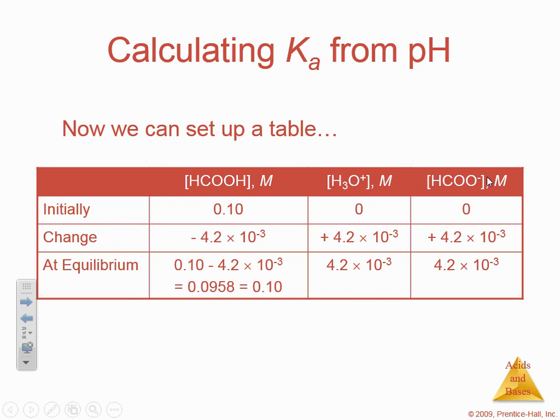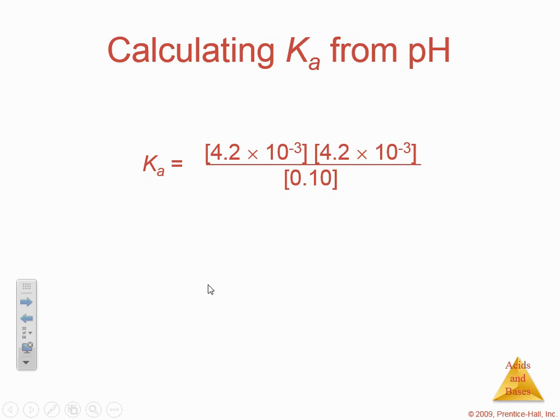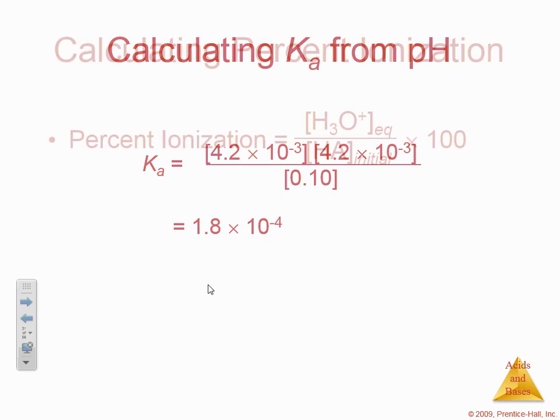We figured out the change for each of those. Now, at equilibrium, 0.1 minus that, the change is so small that we can neglect it and we can just keep the concentration as its initial concentration. So we have our equilibrium concentrations, which are our changes. We also have the equilibrium for our acid. And since it's so small, we can neglect the change. We're going to take those three concentrations, plug them into Ka, and we're going to get Ka is 1.8 times 10 to the negative 4th.